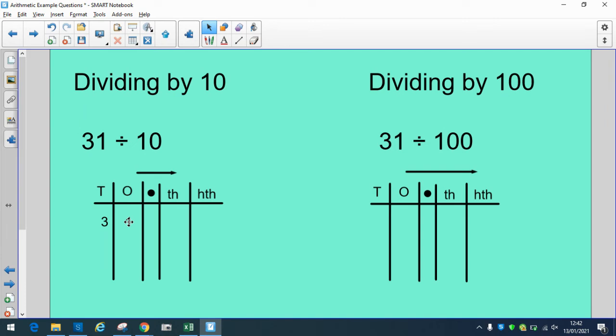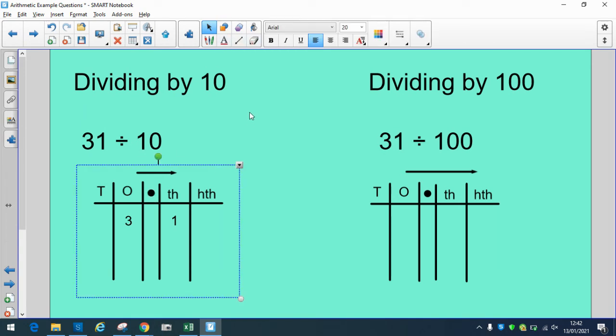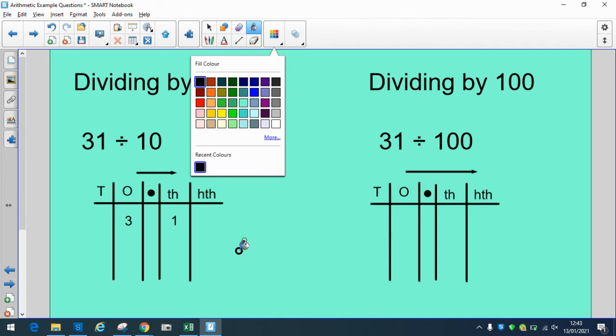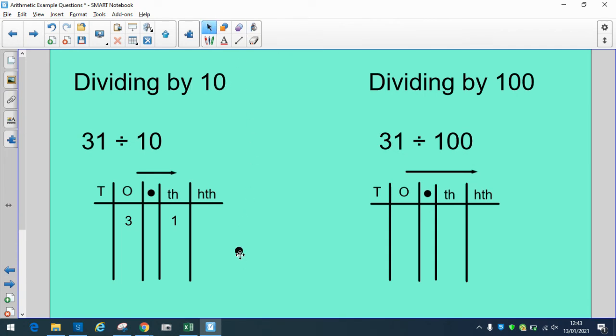So we move our ones column first. We can't leave it in the decimal point because it's not a place value column, so we drop it into the tenths. And our tens we drop into the ones. Now the only thing missing, to make this a real place value answer, is our decimal point to complete our answer. So our answer will be 3.1, because you moved both of your place value digits one place to the right.